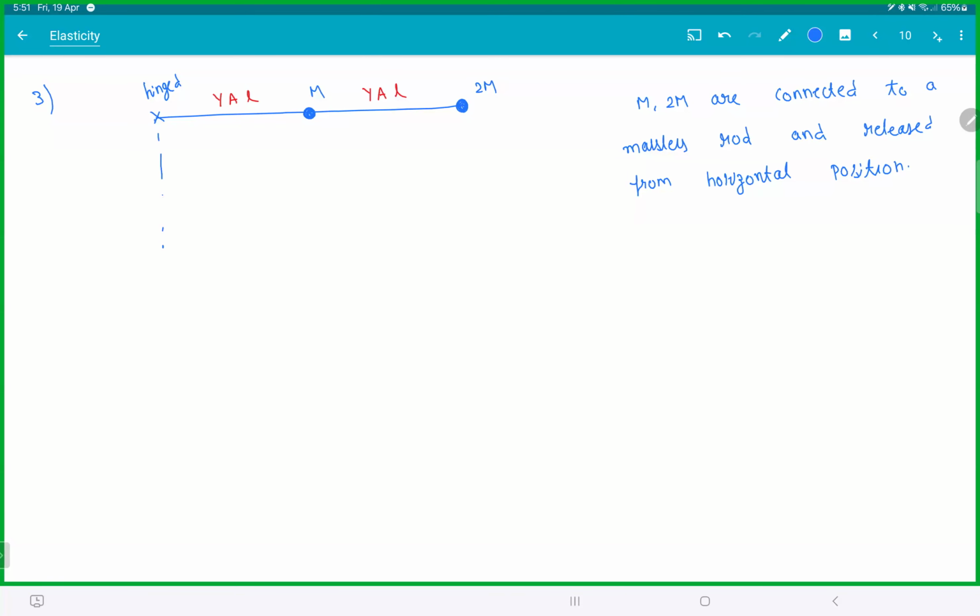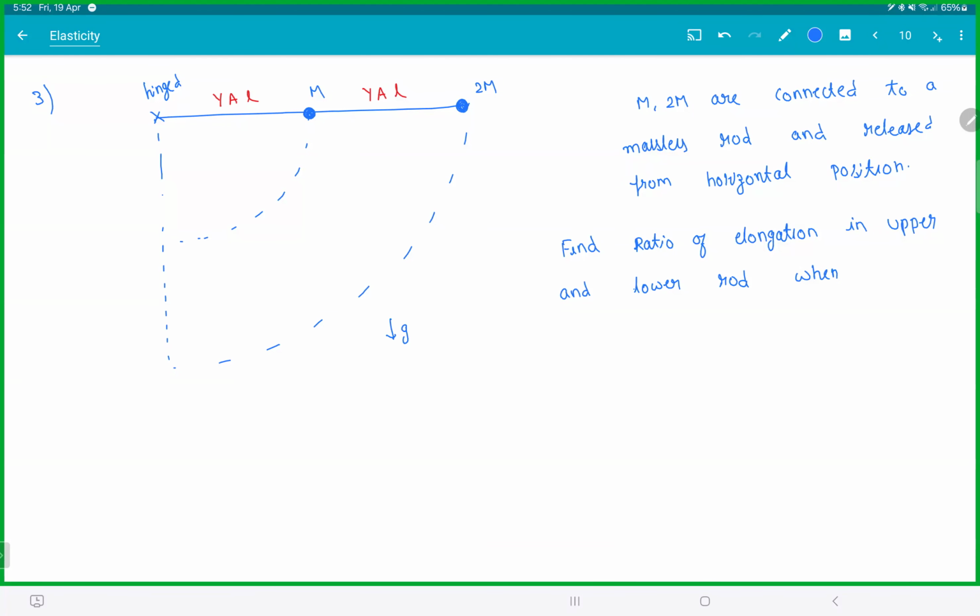So when they come to the lowest position, find the elongation in the upper and the lower rod when the rod becomes vertical. Find the ratio of elongation in the upper and the lower rod when it becomes vertical. Gravity is there.